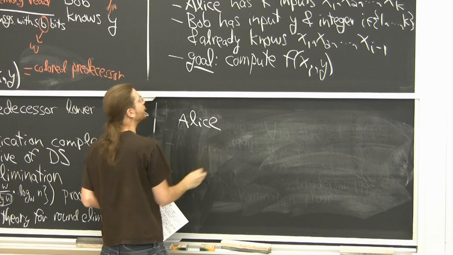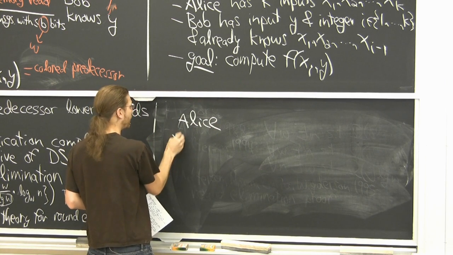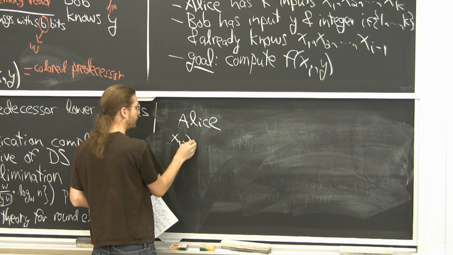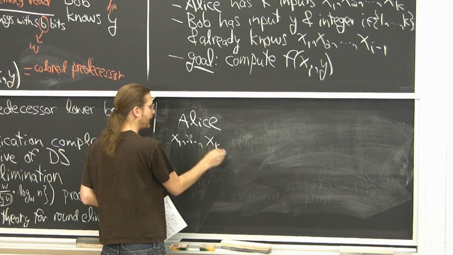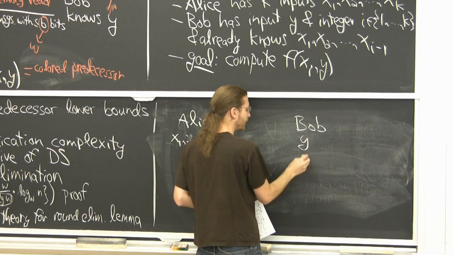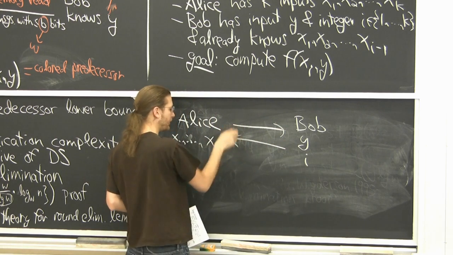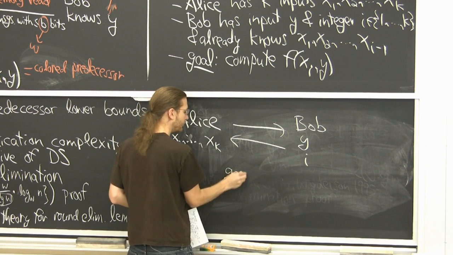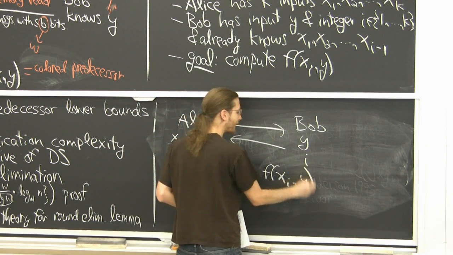We have Alice. Alice has x1 up to xk. Bob has y and i. Same communication setup. And the goal is to compute f of xi comma y.